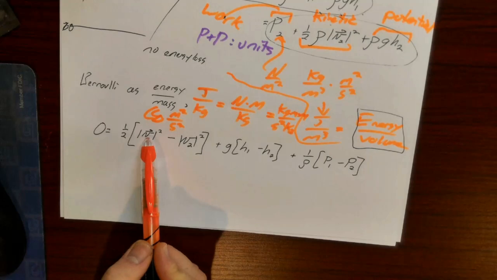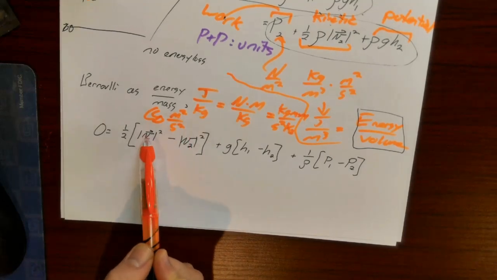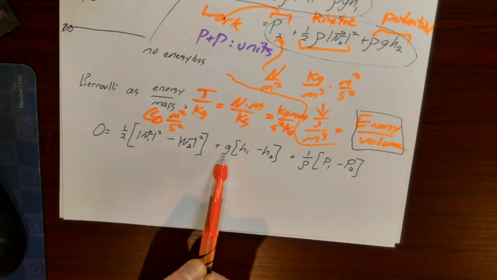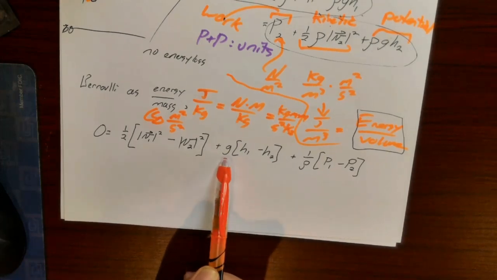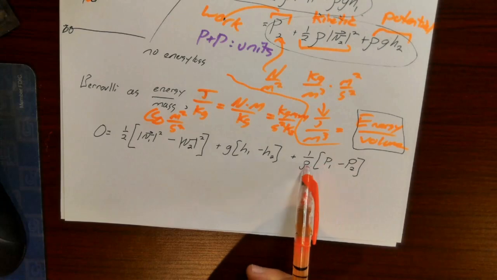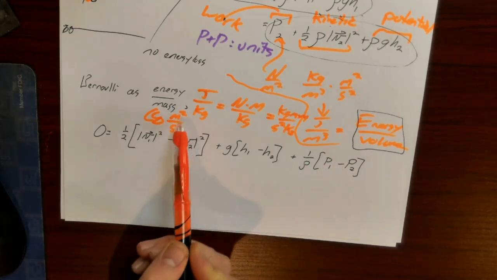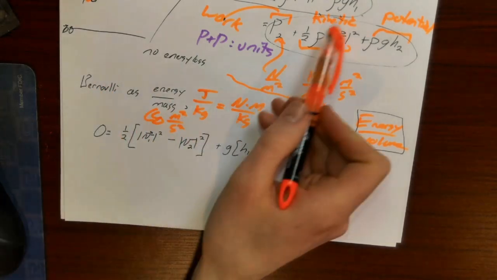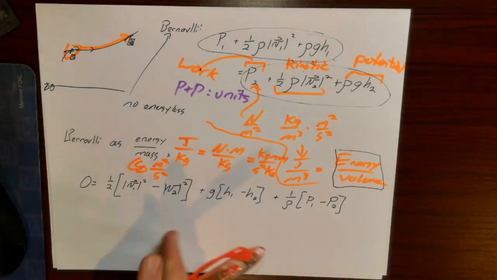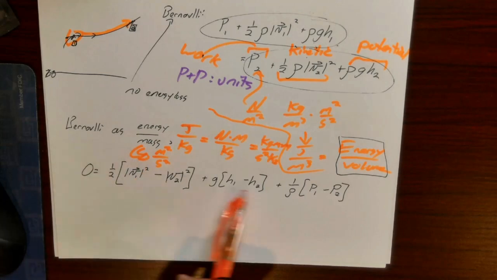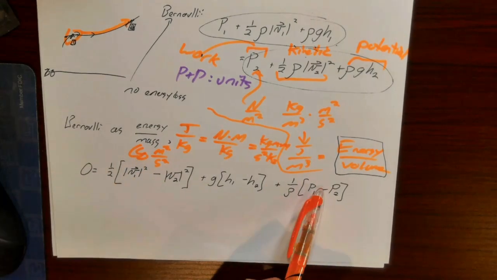And if you check it out, yes, velocity squared should have meters squared per second squared. G, which has meters per second squared, times H, which would have meters, would be meters squared per second squared. And if you work it out, pressure divided by density also has units of meters squared per second squared. So we can just do a little bit of algebra on Bernoulli and formulate it just as easily as energy per unit mass in this form here.